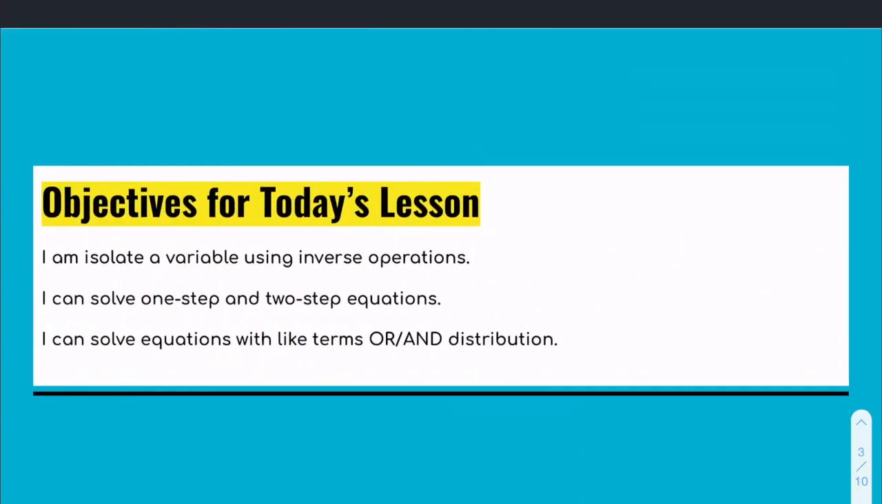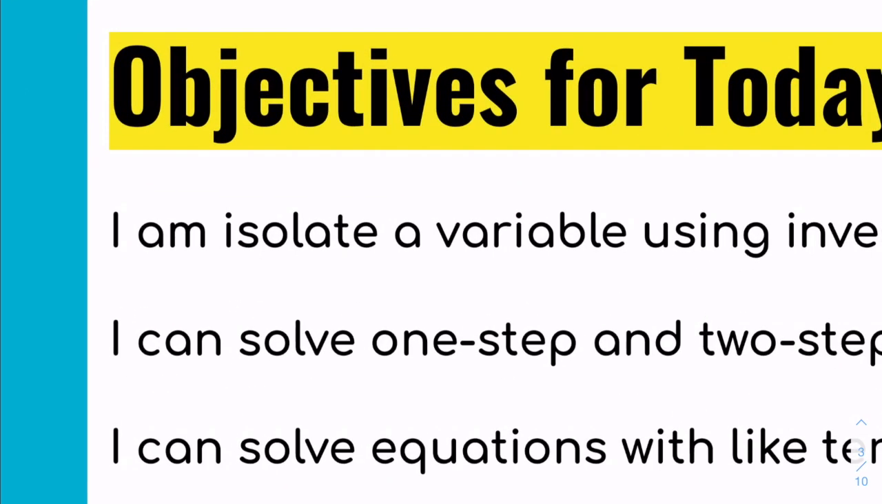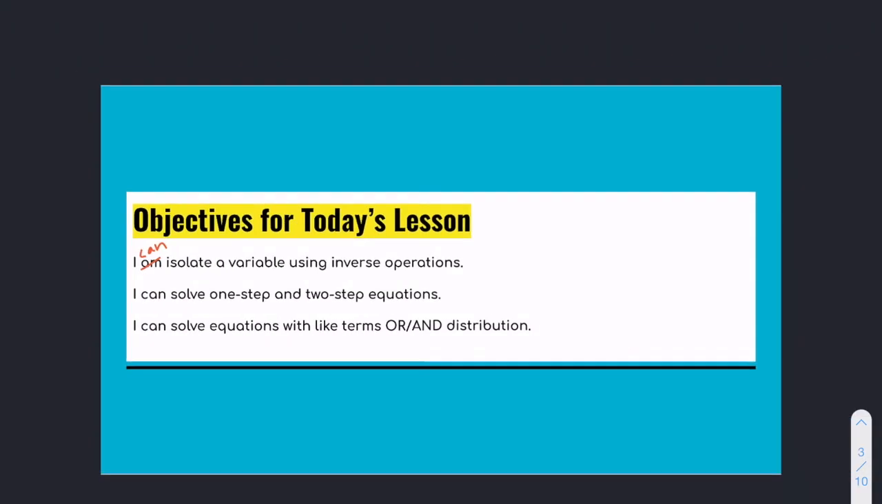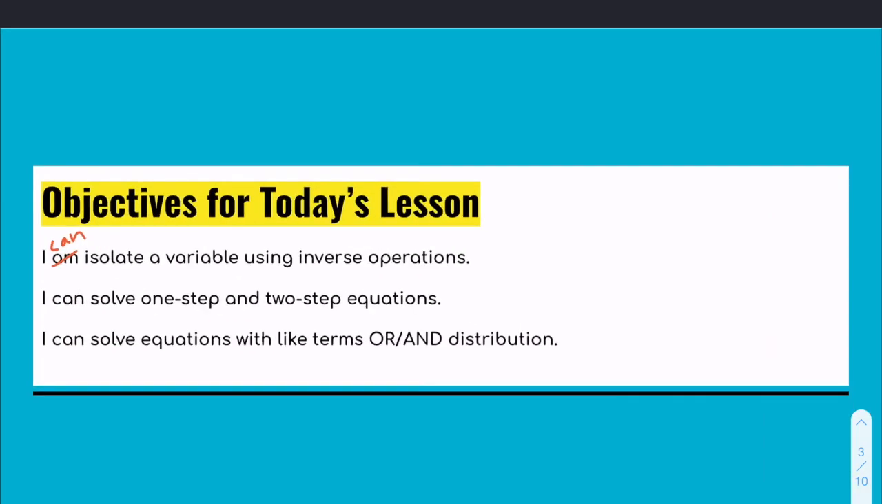Objectives for today's lesson are actually the same as last week. So I can isolate a variable using inverse operations. I don't know why that says am. I can isolate. I'll change it. I can solve one-step and two-step equations, and I can solve equations with like terms and or distribution. Last week it was just like terms or distribution, and this week you might have to do both of those.